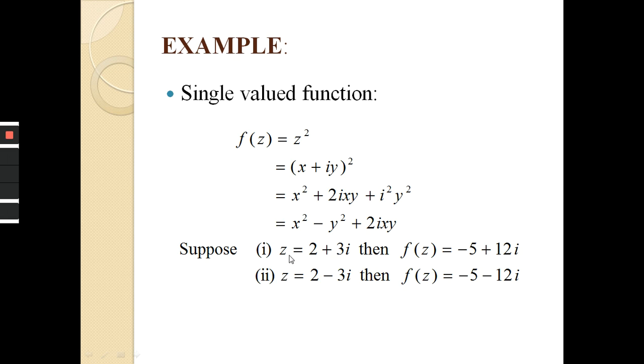For each value of z, we get one and only one value of f of z. So f of z equal to z squared is a single valued function.